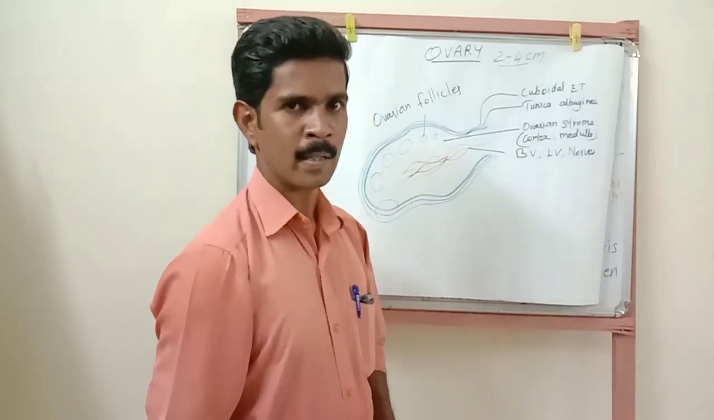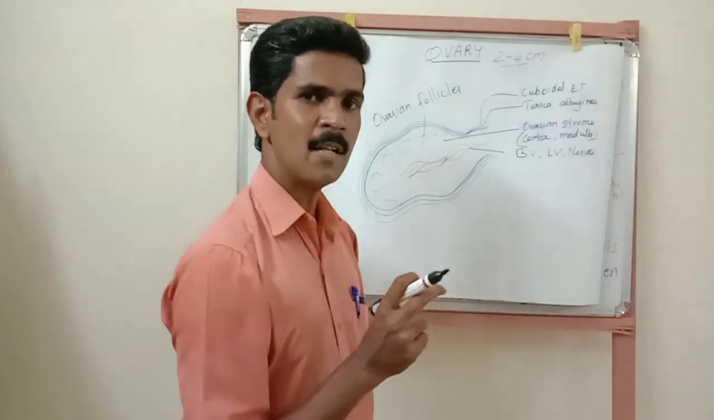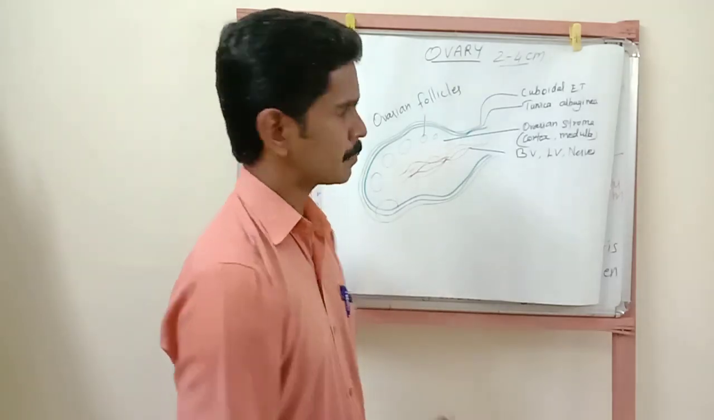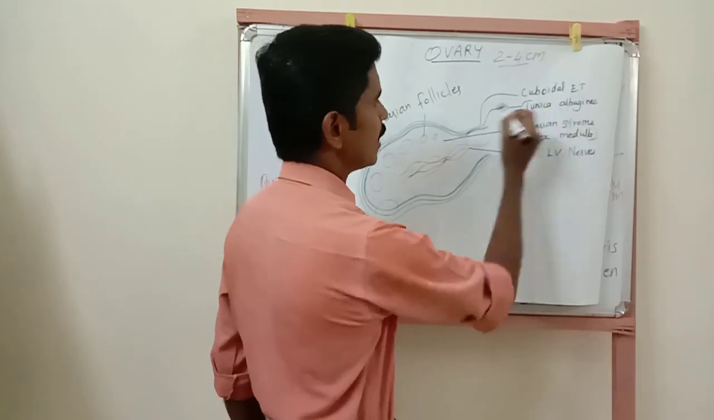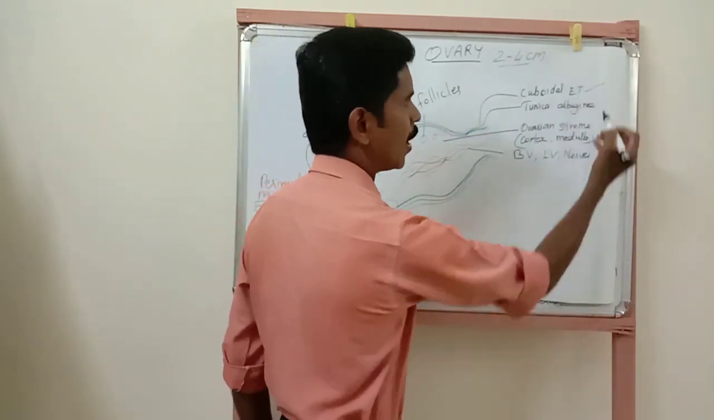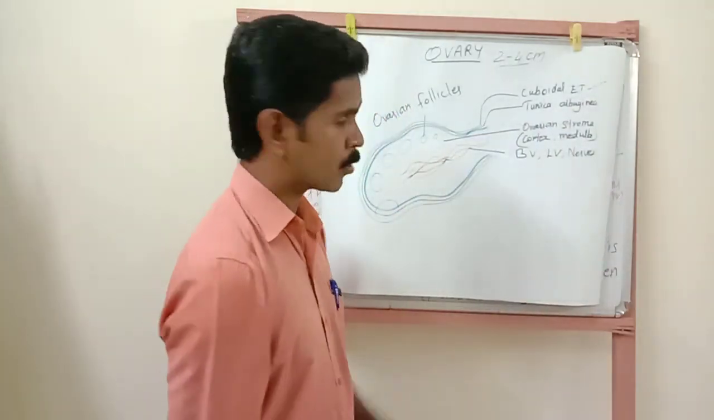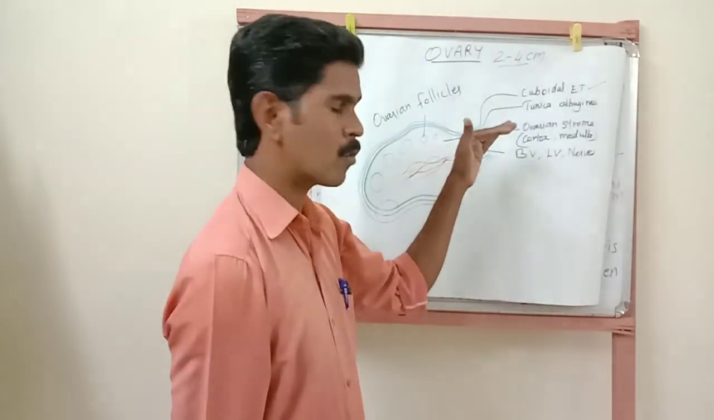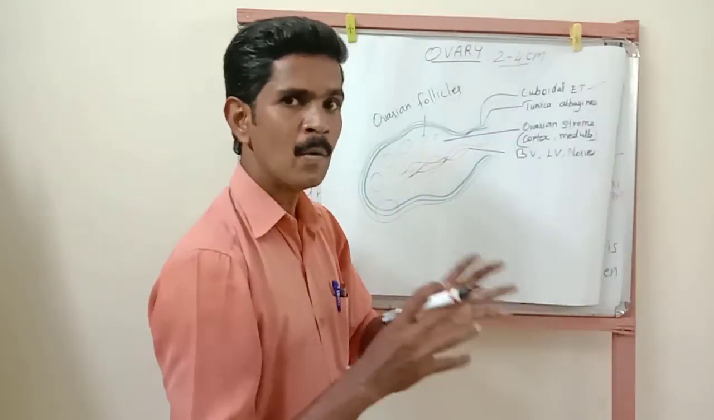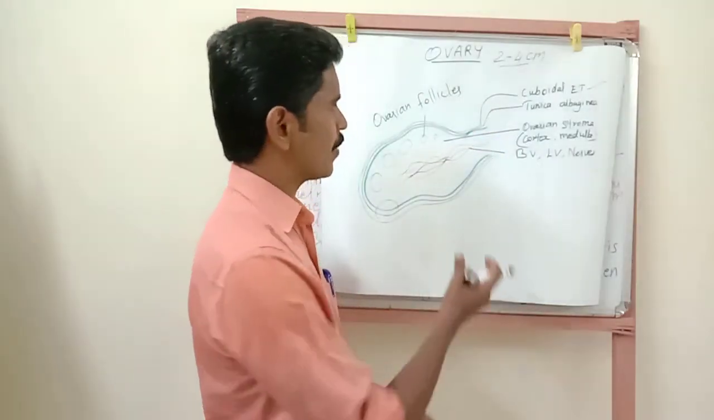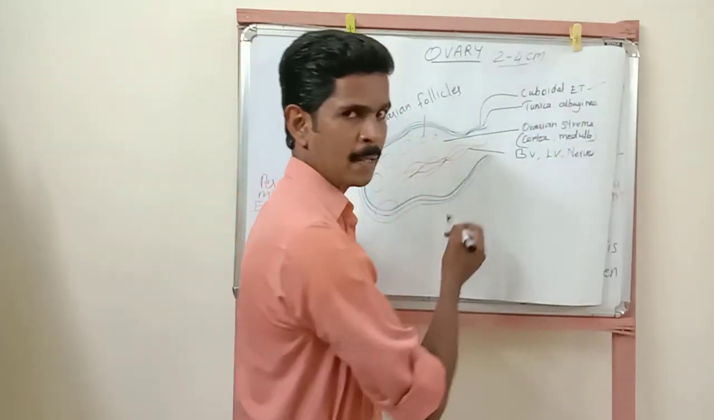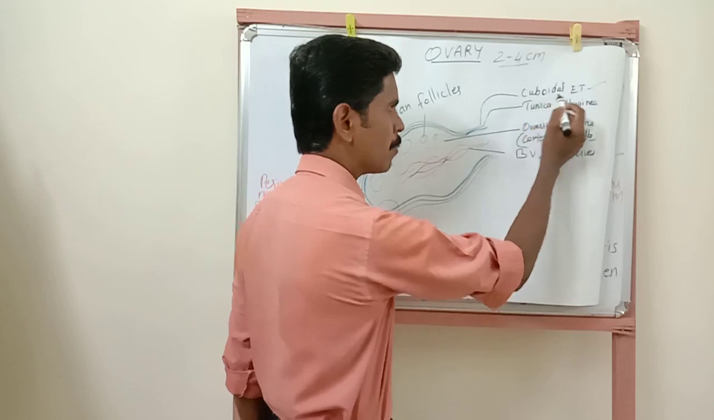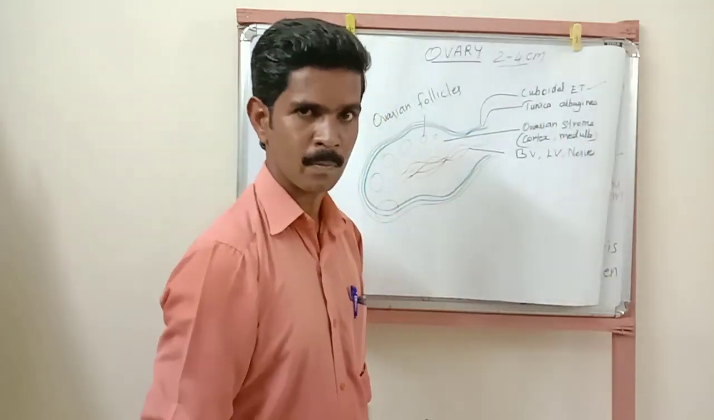And each ovary is covered by two membranes. The first membrane is a very thin membrane made up of cuboidal epithelial tissue. So this is the outermost layer covering the ovary: the outer surface of the ovary is covered by a membrane made up of cuboidal epithelial tissue.